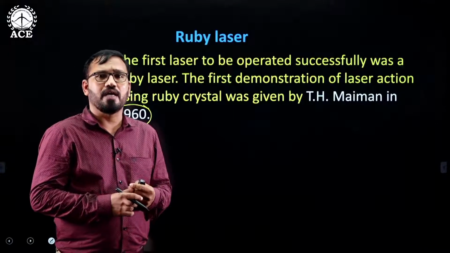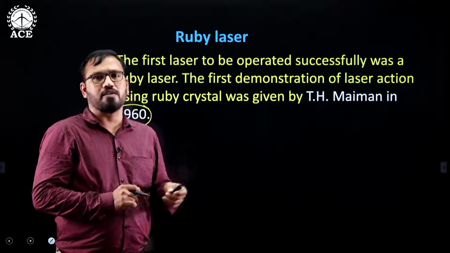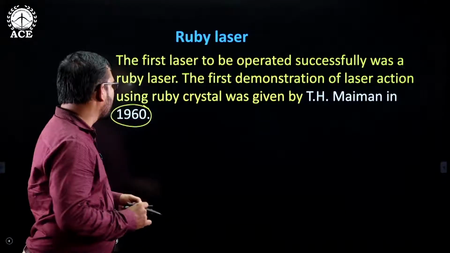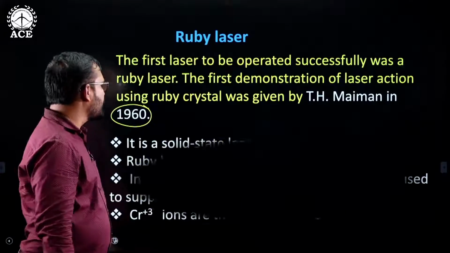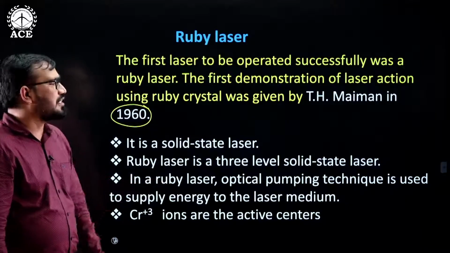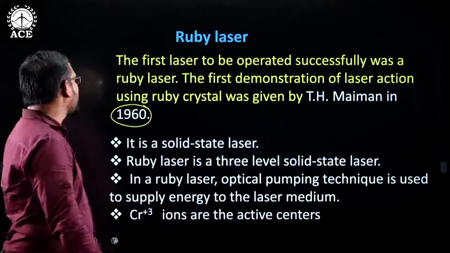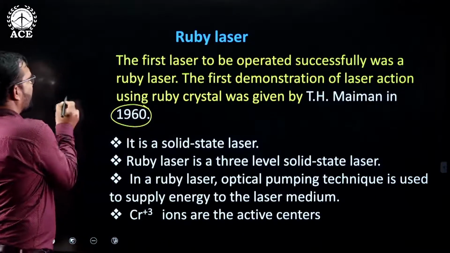In which year? 1960. First active laser. It is a solid state laser, as I told you. Ruby laser is a 3-level solid state laser. What do you know about the 3 levels?